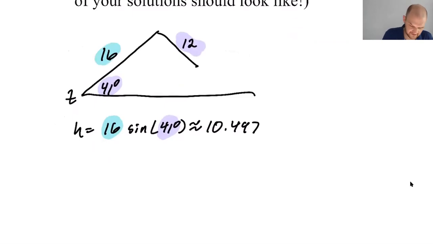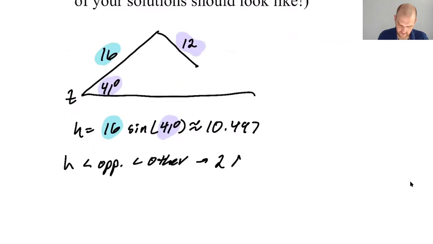What's happening is I have an inequality: H is the smallest, then opposite, and then other. When you have this relationship, you have two triangles. The side that's 12 swings down, hits once, and keeps swinging. It swings past the height, where you would get your right triangle. Your height is here, it swings past there, and it connects again. It doesn't go outside of the triangle. It actually connects again. That's where you get your two triangles.